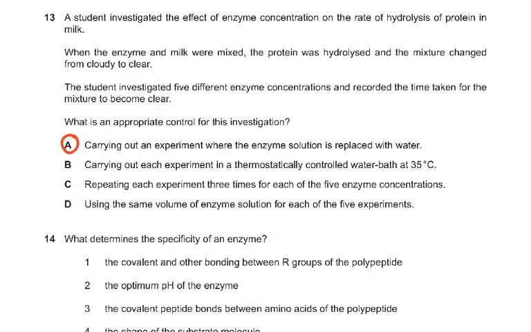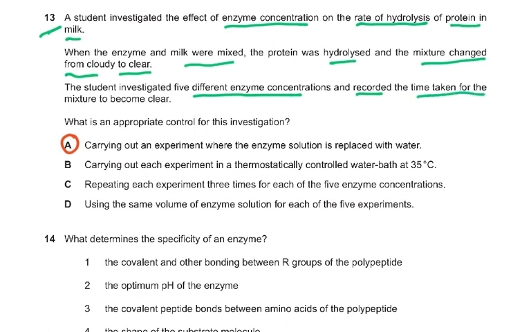Now, question 13, a student investigated the effect of enzyme concentration on the rate of hydrolysis of protein in milk. When the enzyme and milk were mixed, the protein was hydrolyzed and the mixture changed from cloudy to clear. Now, you understand why cloudy to clear, because if the protein is converted to amino acids, they are soluble, so it becomes a clear solution. The student investigated 5 different enzyme concentrations and recorded the time taken for the mixture to become clear. Fine. So what are we measuring? The rate of disappearance of the substrate.